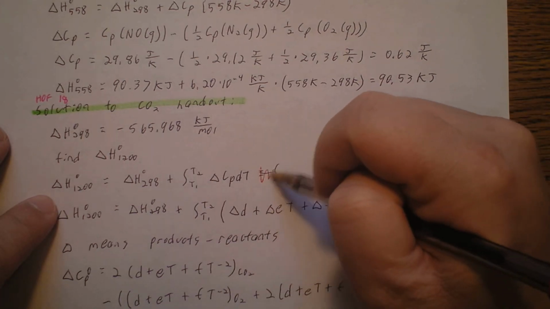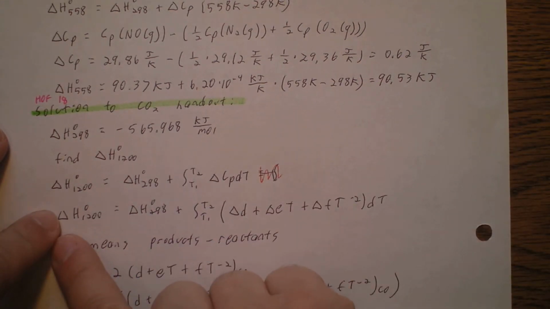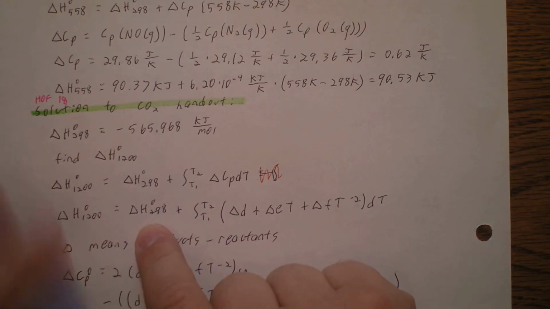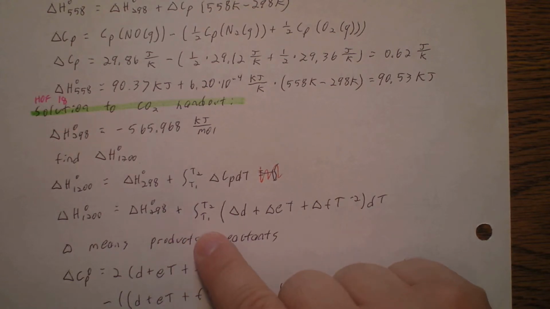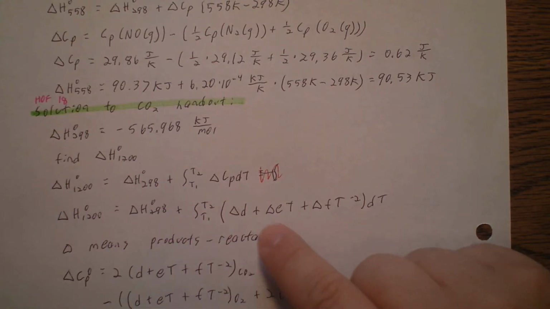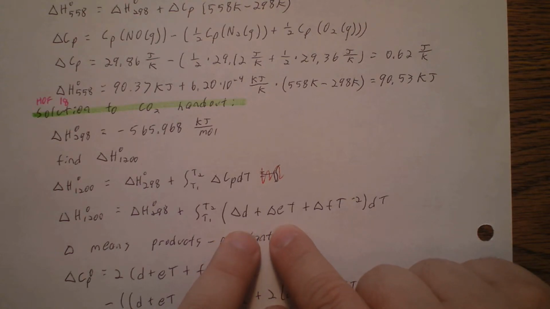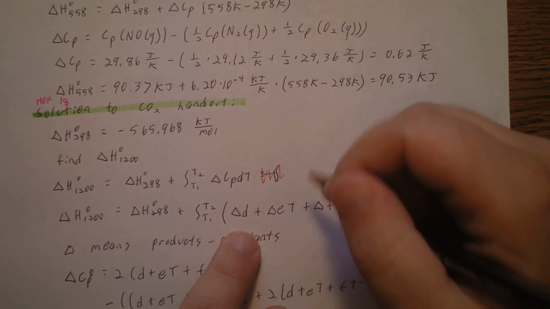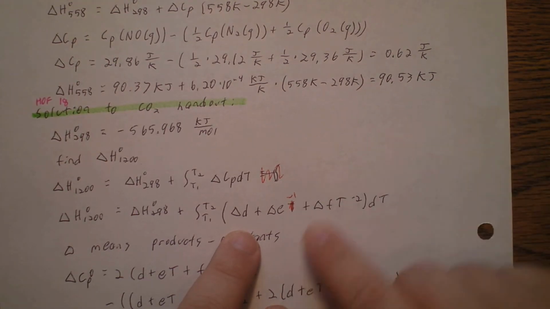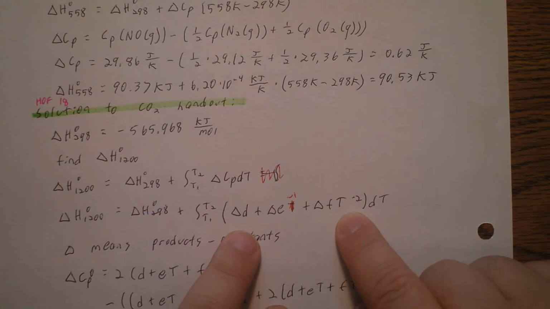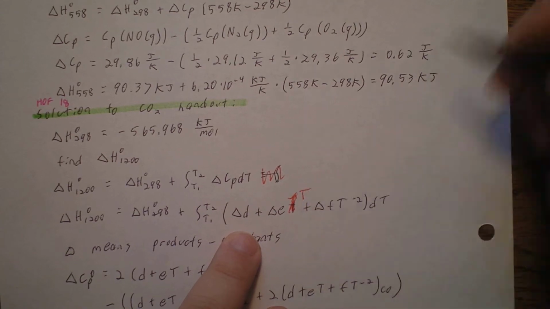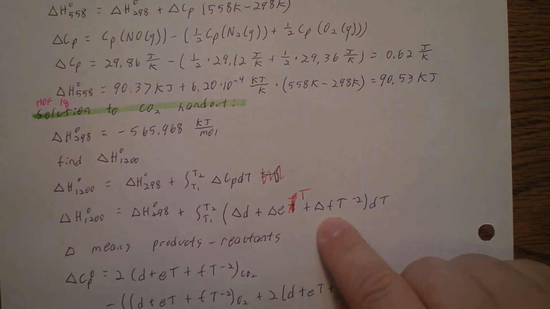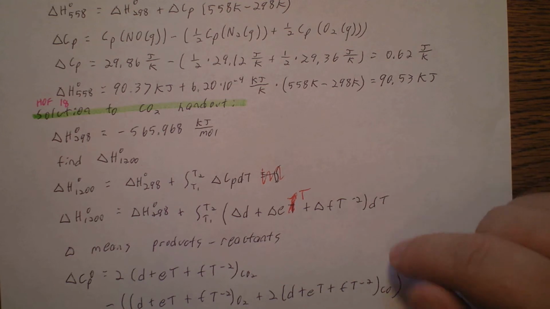You can ignore these scribbles. So the change in the enthalpy at 1200 Kelvin is going to be the change in the enthalpy at 298 Kelvin plus the integral from temperature 1 to temperature 2 of the change in D plus the change in E. What the heck is this? I think that's supposed to be -1. Can't read my own handwriting. Plus the change in F times temperature. Oh no, that was just temperature. Okay, I can't read my own handwriting. That's temperature. Plus the change in F times temperature to the -2 dT.